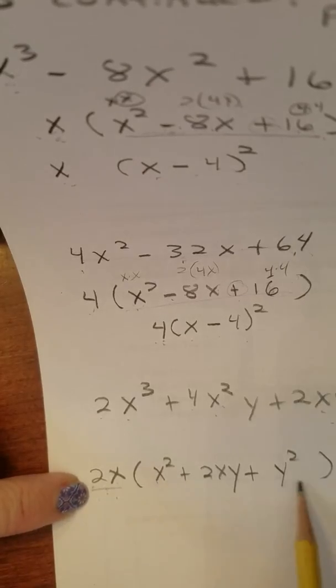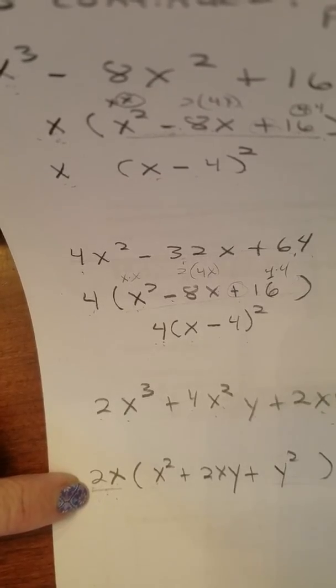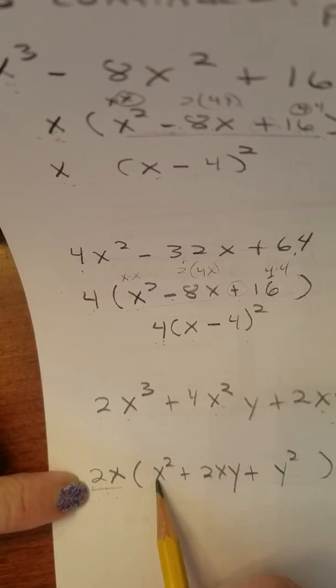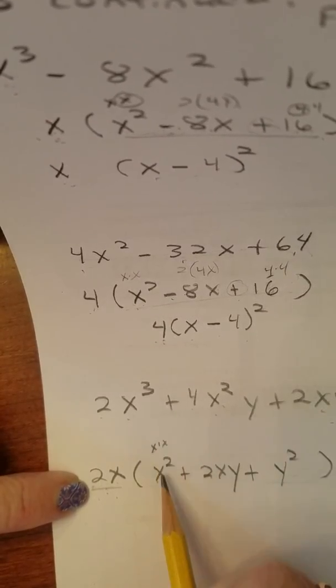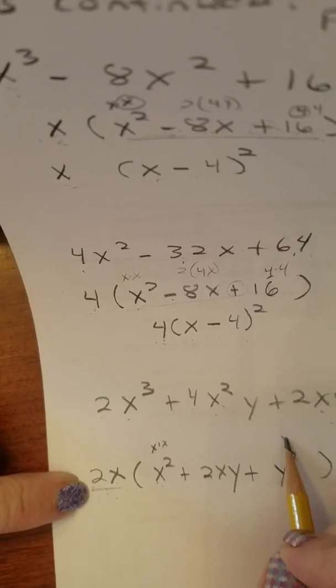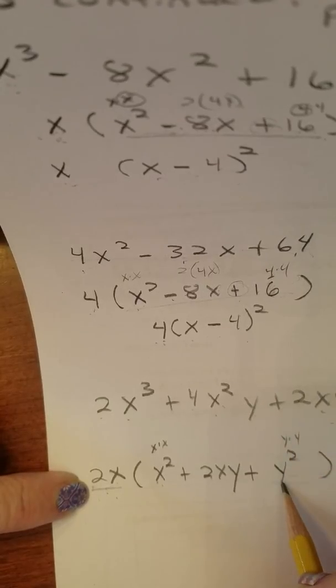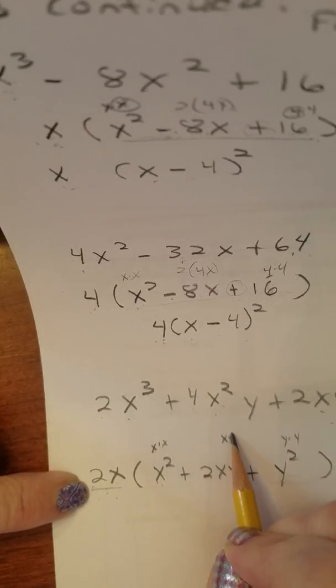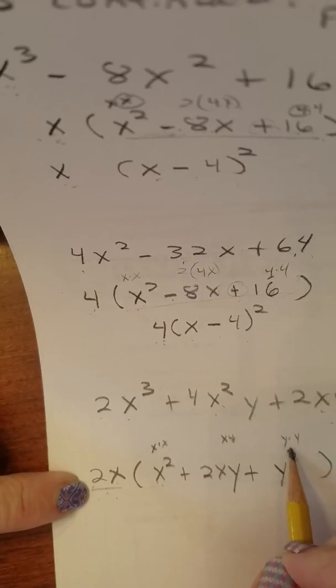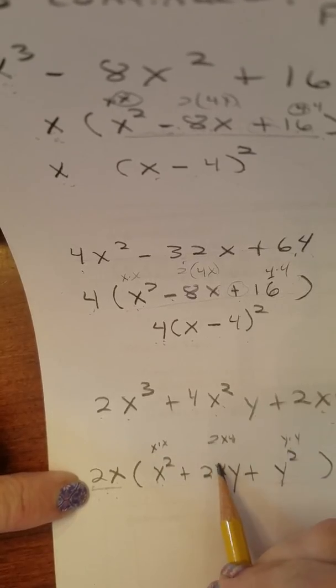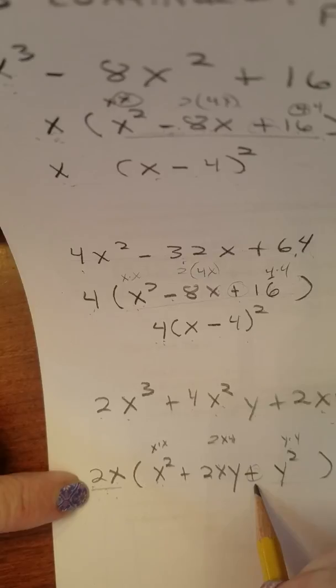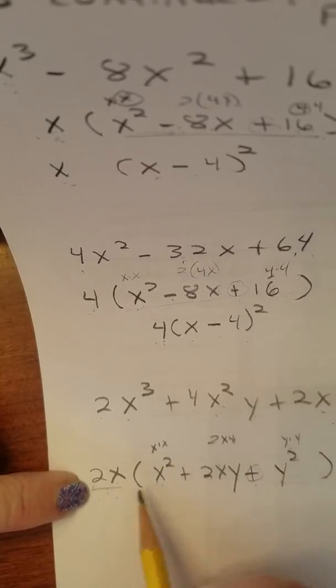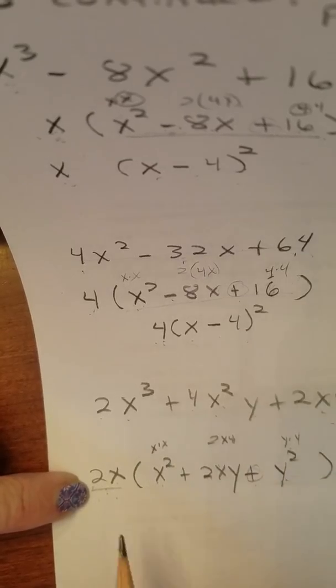Then you're going to look at the new trinomial that's inside, and you're going to ask, is it a special pattern? Is it a perfect trinomial square? Well, x times x gives me x squared. Y times y gives me y squared. And xy, if I take those and multiply them, and then double it, do I get the middle term, and is this positive? And so it all checked out. So this is a perfect trinomial square.